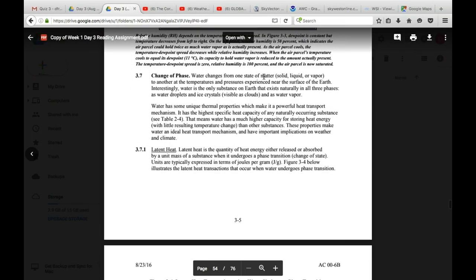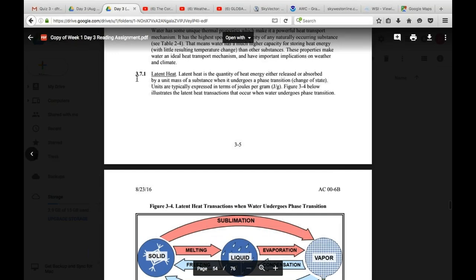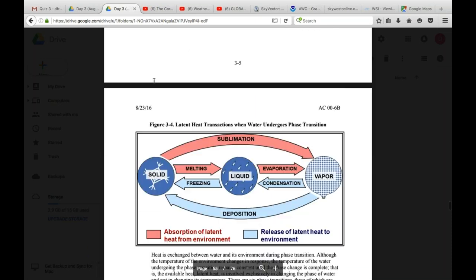Change of phase is when water goes from one state of matter to another. So solid to liquid, liquid to vapor. Latent heat is the quantity of heat energy either released or absorbed by unit mass of a substance when it undergoes a phase transition.